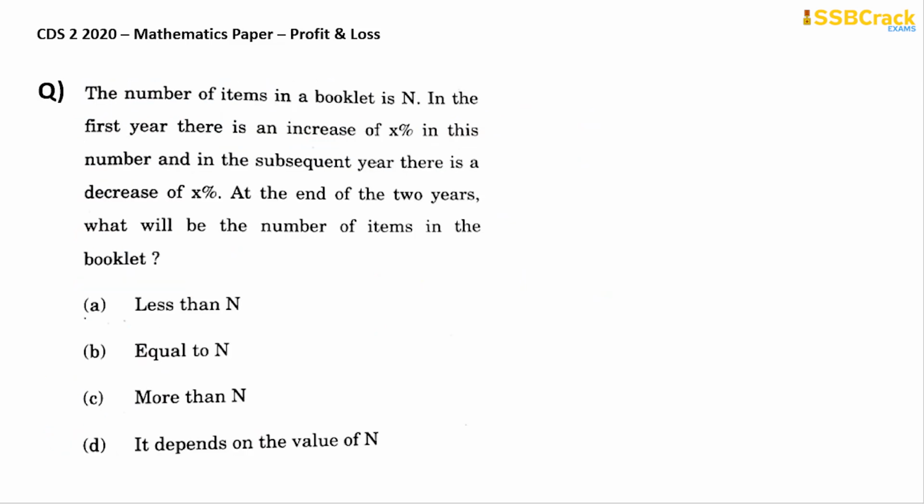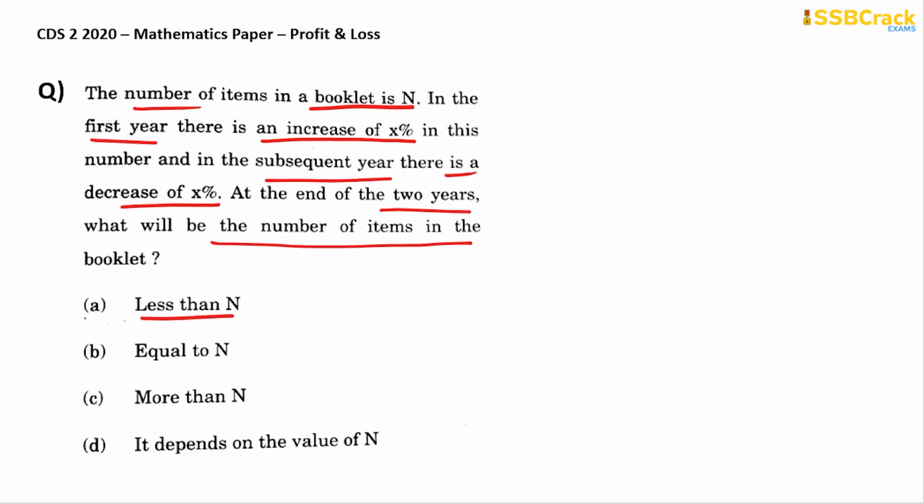Alright, coming to the next question, and here it is. The number of atoms in a booklet is N. In a booklet, there are a total of N atoms. In the first year, there is an increase of X% in this number, and in the subsequent year, there is a decrease of X%. At the end of 2 years, what will be the number of atoms in the booklet? Is it less than N, equal to N, more than N, or does it depend on N?